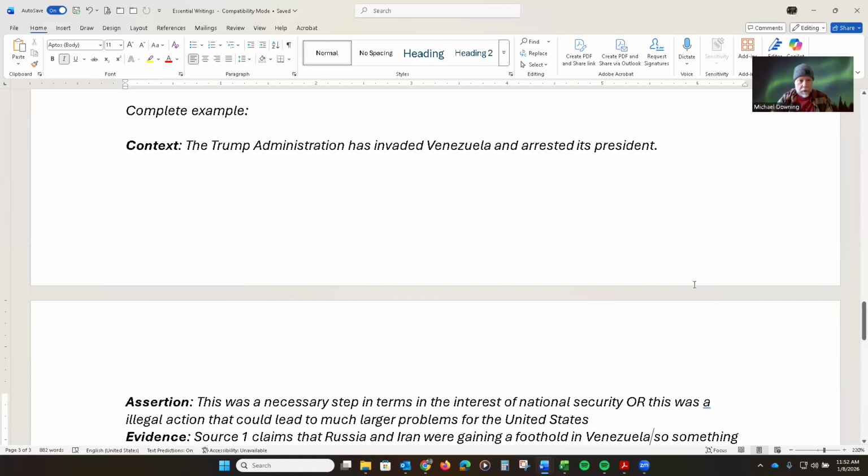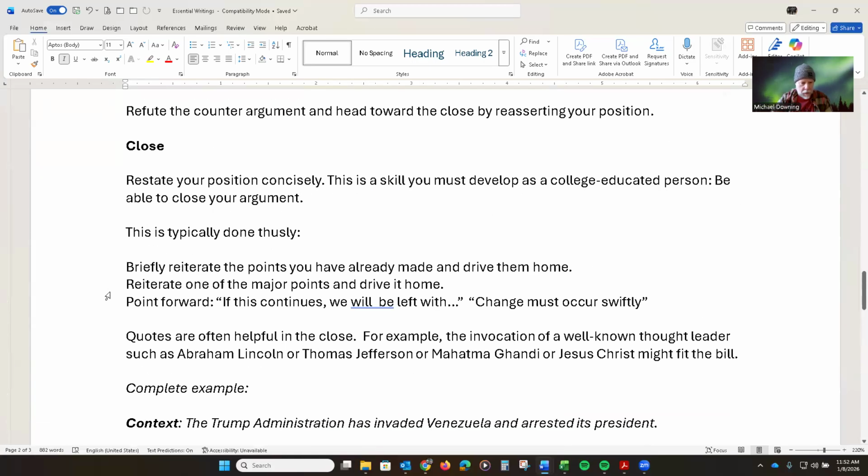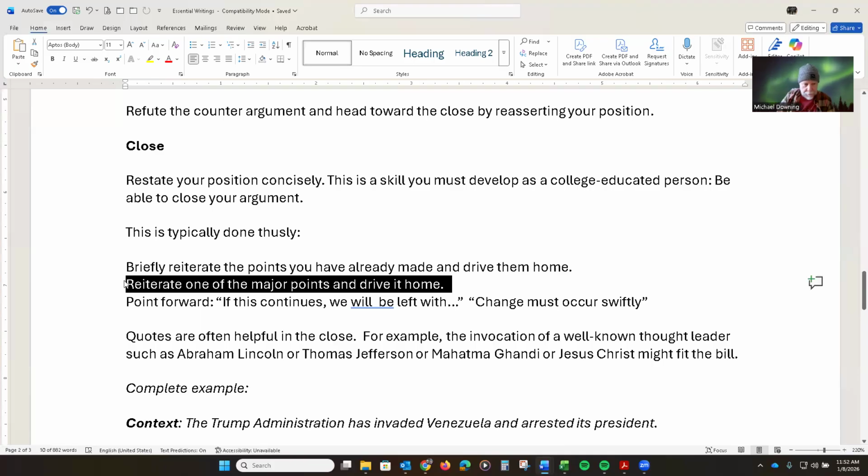Or you can, oh, sorry, I touched the wrong key there. I'll come back to it. Here. Yep. Or you can reiterate one of the major points and drive it home. Maybe there's a big thing looming and you've made 4 or 5 points above. You say, this is the big one. It will lead to more death, destruction, money, whatever.